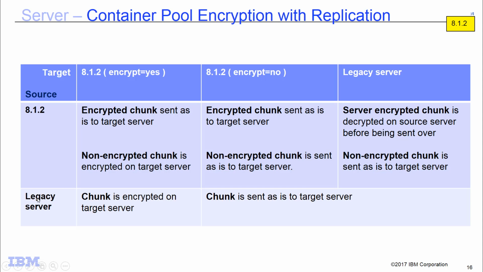And any non-encrypted chunks are simply sent as they are to the target server. If your source is a legacy server and it's sending to a target server that's 8.1.2 with encryption set to yes, then the chunk is encrypted once it reaches the target server. And if your source is a legacy server sending to 8.1.2 with encryption set to no, then the chunk is simply sent as it is to the target server. So if you turn on encryption for your directory container storage pools, be sure to look at where those directory container storage pools are replicating to and what the encryption status is in those pools also.